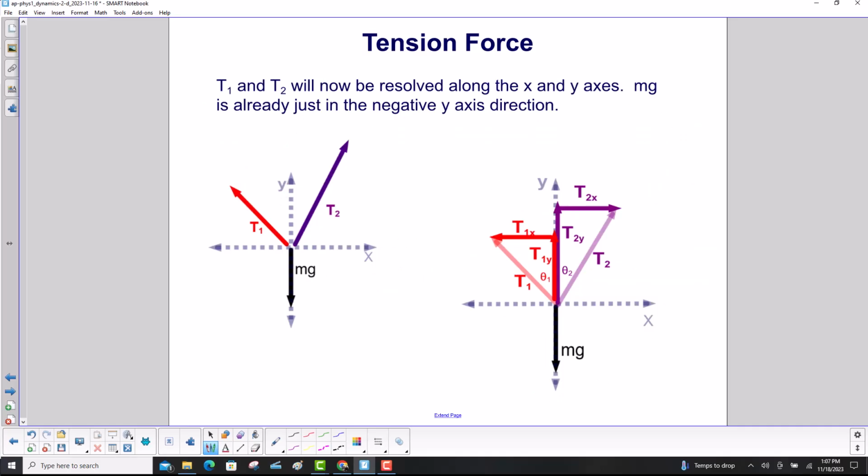T1 and T2 will now be resolved along the x and y axes. mg is already just in the negative y direction, so we're okay there. So over here, we make T1 and T2 a little lighter as we replace them with their components. Theta this time will be the angle between the vectors T1 and T2 and the y-axis. So let me look at T2x here. That's pointing off to the right. And there's T2y. And the same thing for T1, just going in the other direction.